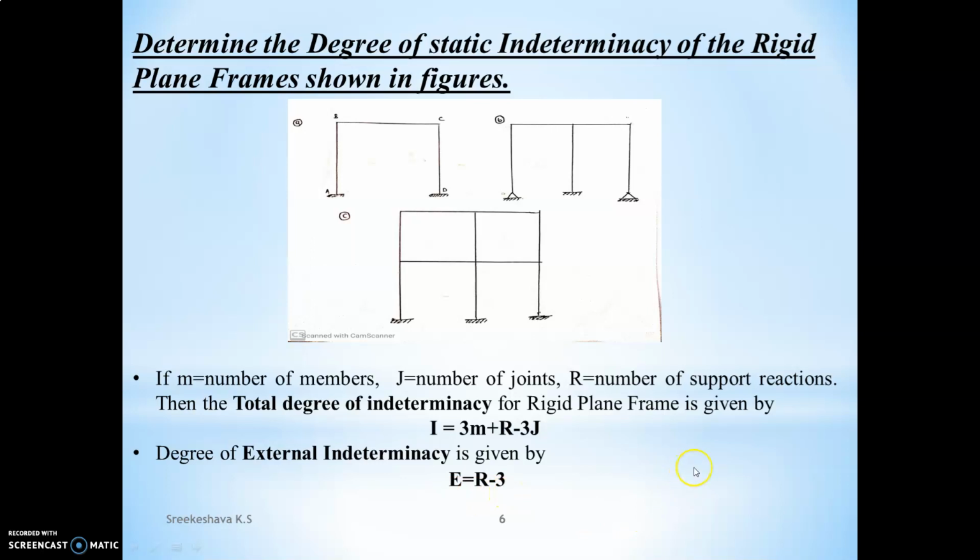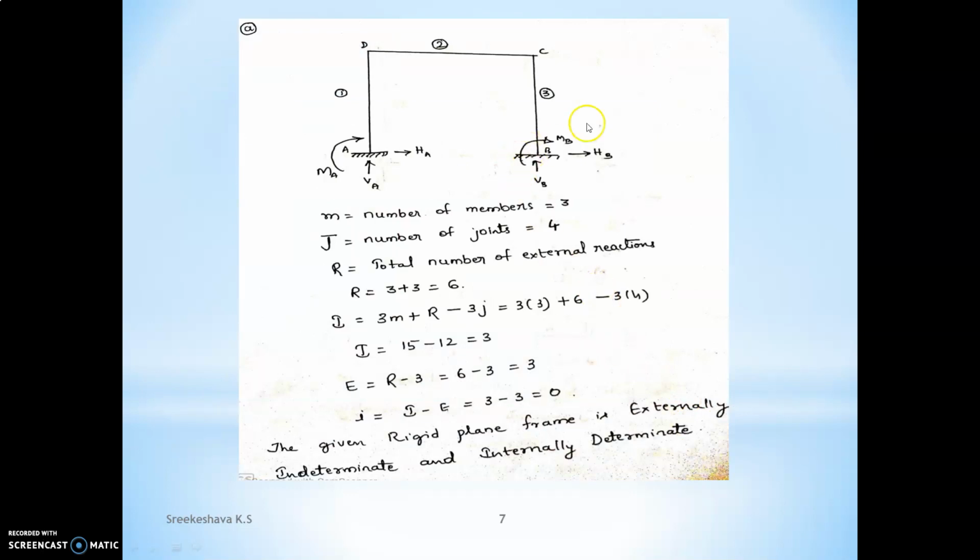For m number of members, j number of joints, r number of support reactions, the total degree of indeterminacy for a rigid plane frame is given by I equals 3m plus r minus 3j. Clear? Now we move on to the steps one by one for a particular problem. Step 1: compute required parameters. Step 2: substitute the computed parameters in the total degree of indeterminacy equation. Next, compute external indeterminacy. Using total indeterminacy and external indeterminacy, compute internal indeterminacy of the member. Clear? Now we move on to the first problem.